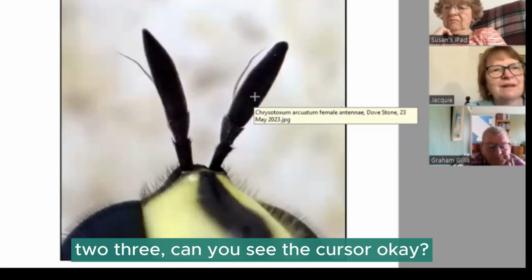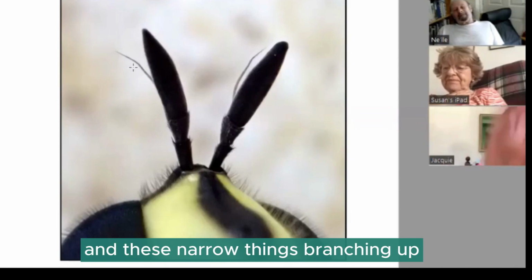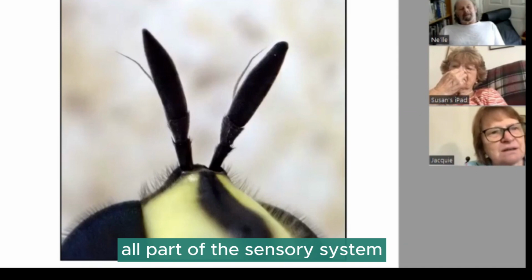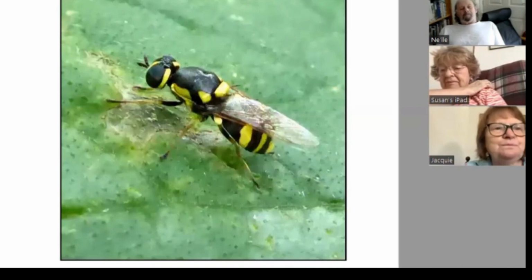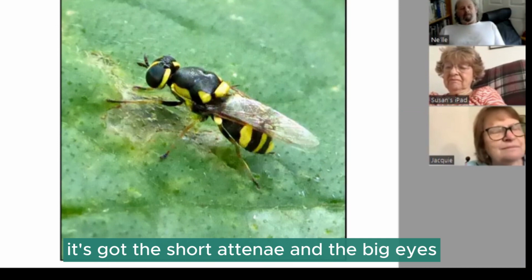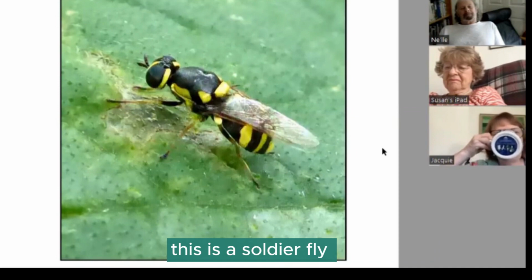And they look like feathers. These narrow things branching off, which are called arista, are all part of the sensory system. Okay. This, however, is a fly. It's got the short antennae and the big eyes, but this one is not a hoverfly. This is a soldier fly.